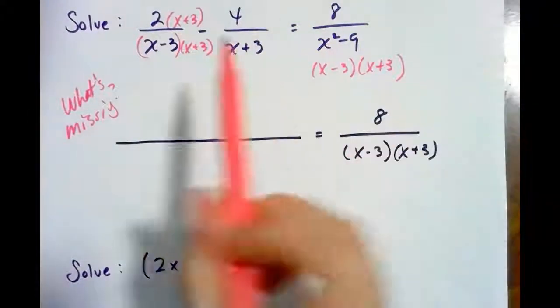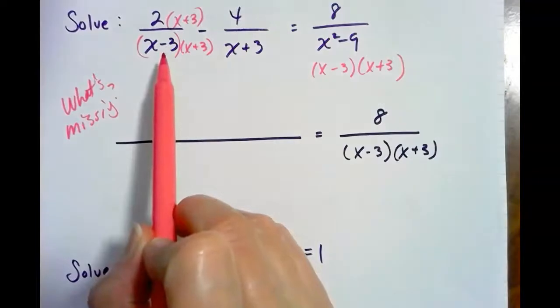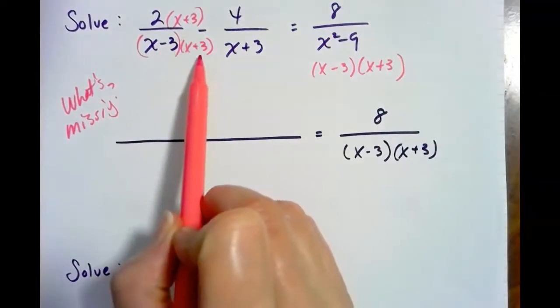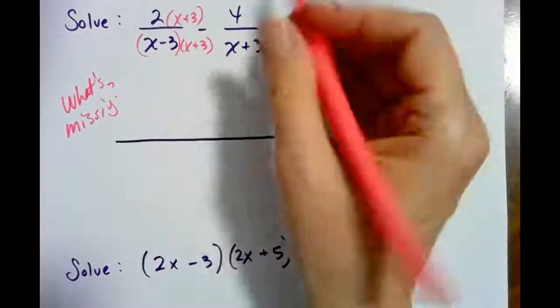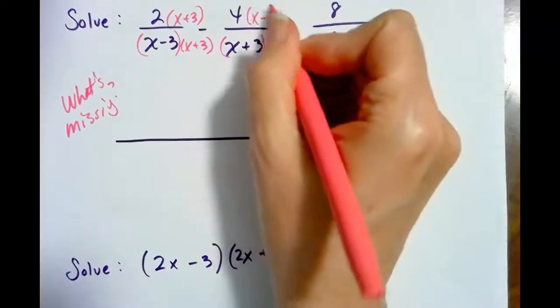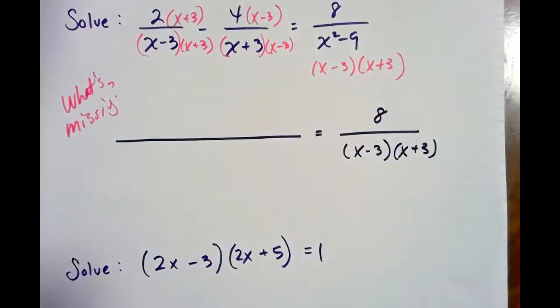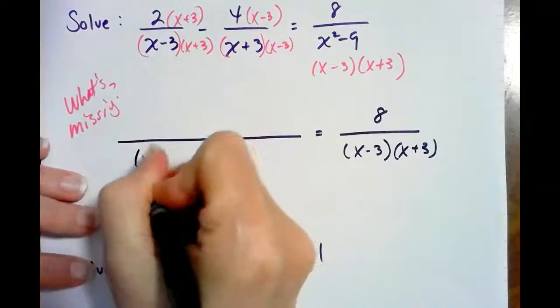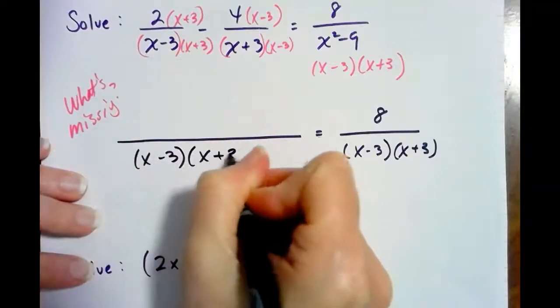So what's missing here? Well, we have an x minus 3, so we're missing an x plus 3. So we do it to the bottom and to the top. This one has an x plus 3, and we're missing an x minus 3. So finally, our common denominators are here. So we're all set up.